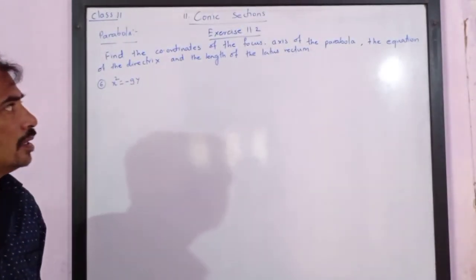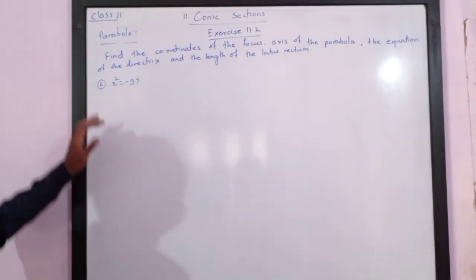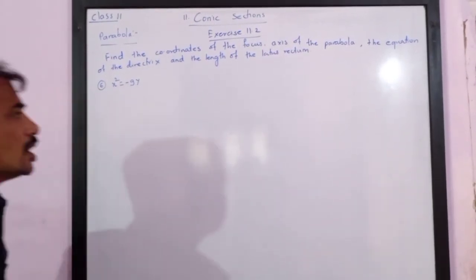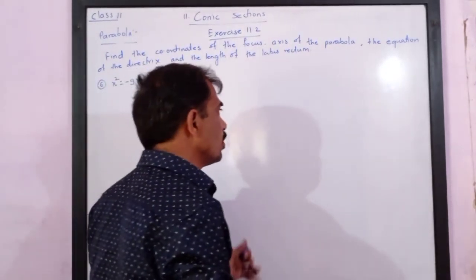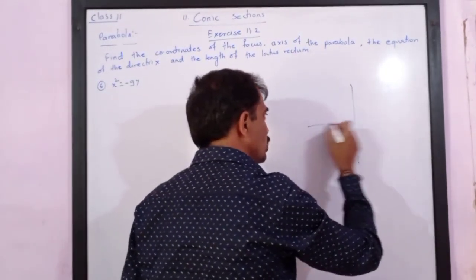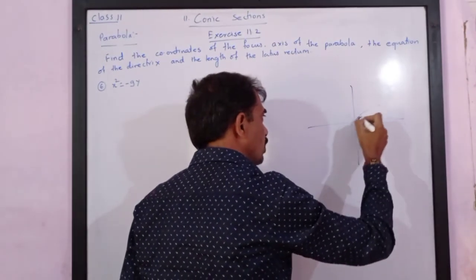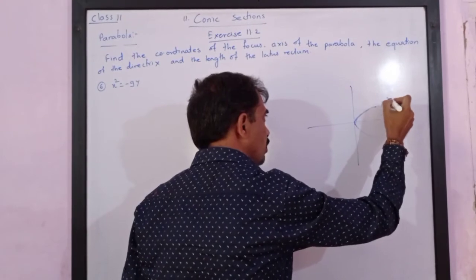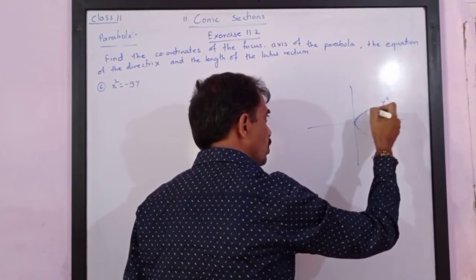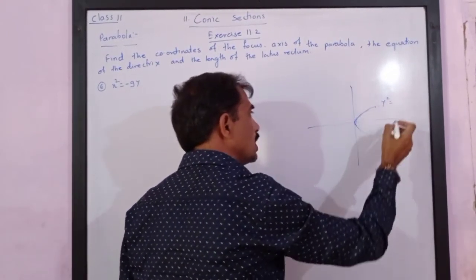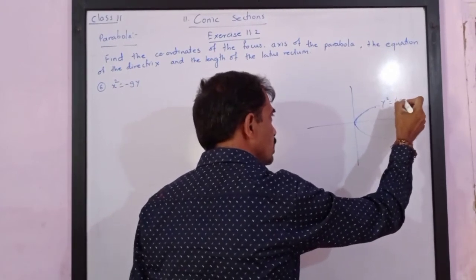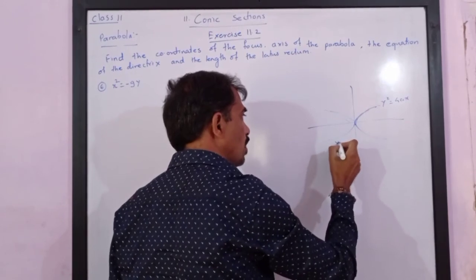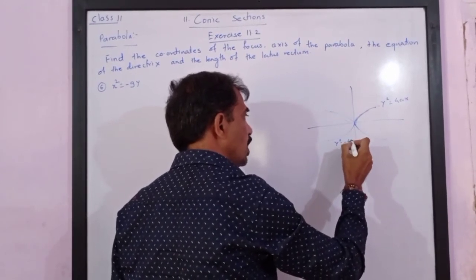Dear friends, we have the next question, the sixth question. x square is equal to minus 9y. Now, if you compare the given equation with the standard equations of the parabola, we have already studied the parabolas having the vertex at the origin. Then the equation of the parabola facing the positive direction of the x-axis is y square is equal to 4ax. If it is facing the negative direction, then it becomes y square is equal to minus 4ax.